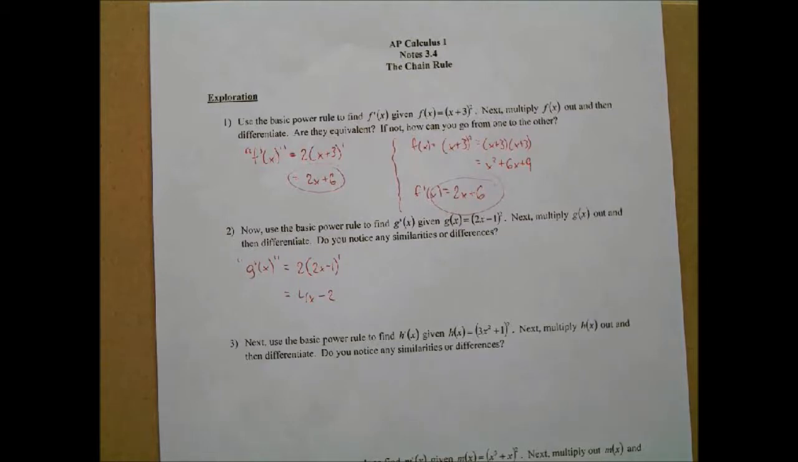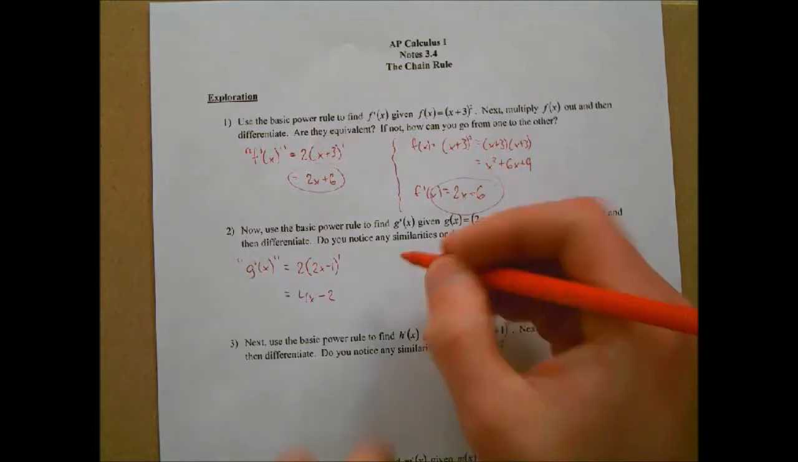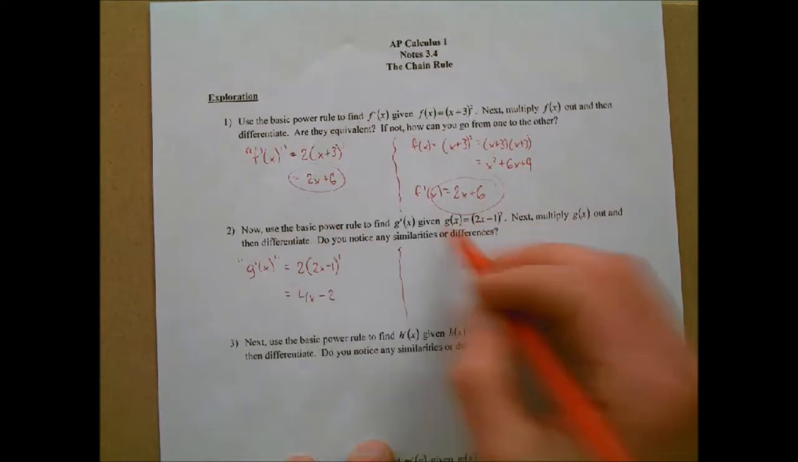Okay, 4x minus 2, just like that. So maybe that's our derivative. First one, it worked. First one, it matched up and worked, right? Let's take a look now.